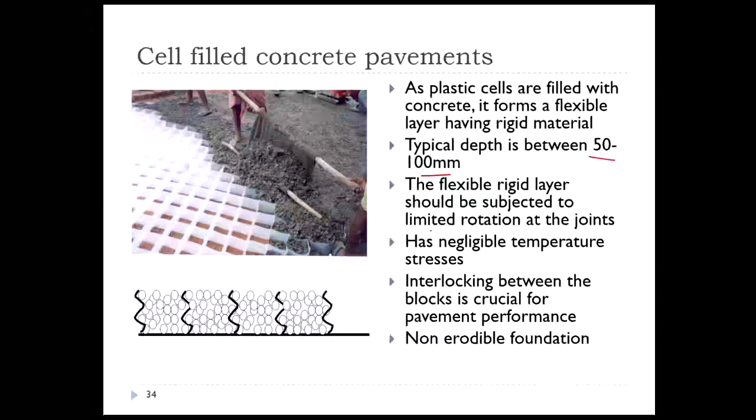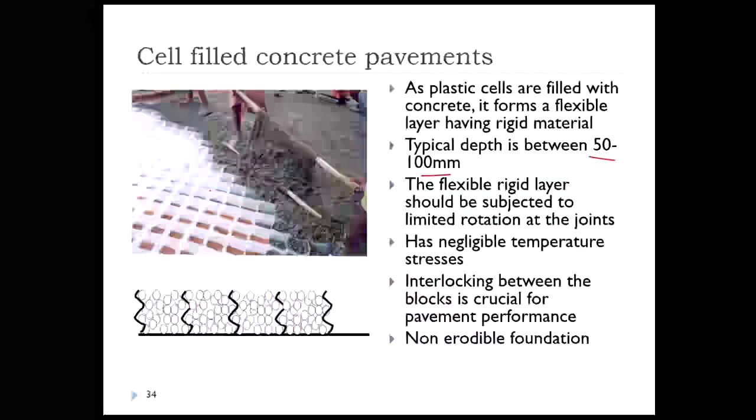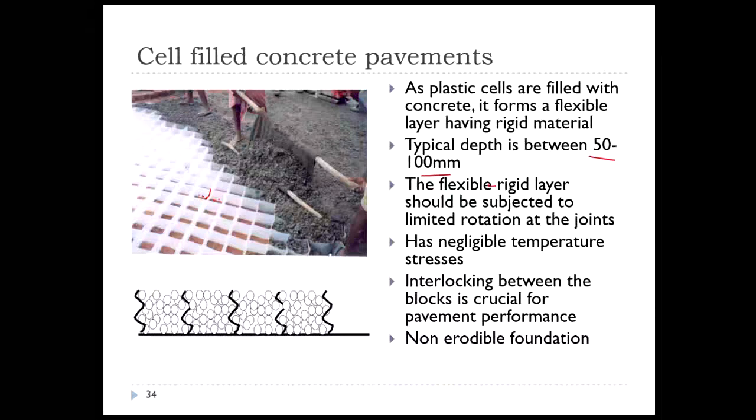Now, you have a flexible interface between two concrete surfaces. So the flexible rigid layer should be subjected to limited rotation at the joints, otherwise these cells will tend to get separated. For example, whenever we are preparing a self-fill concrete pavement, towards the edge side, if we don't provide constraint, you will have these cells disintegrating with respect to time.